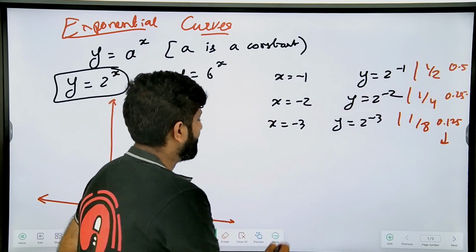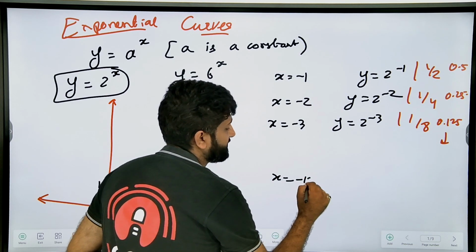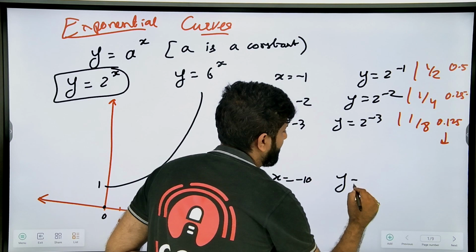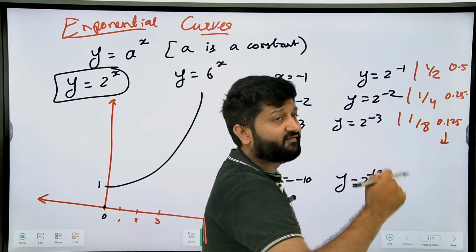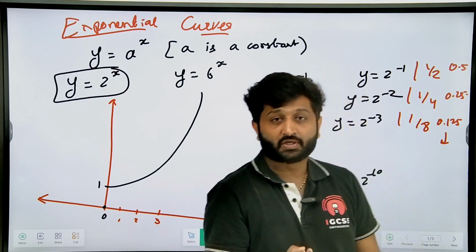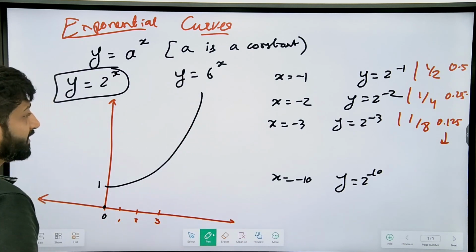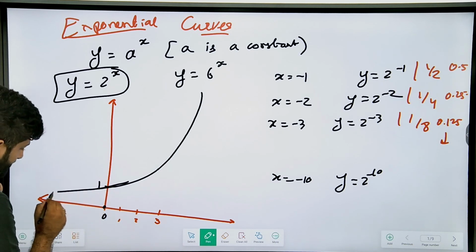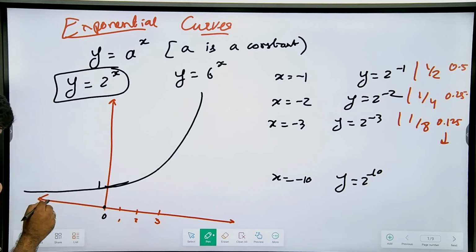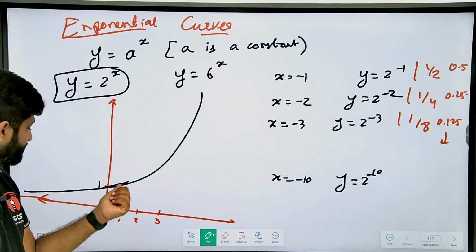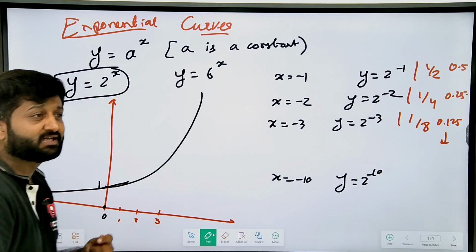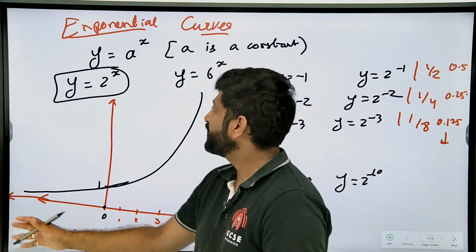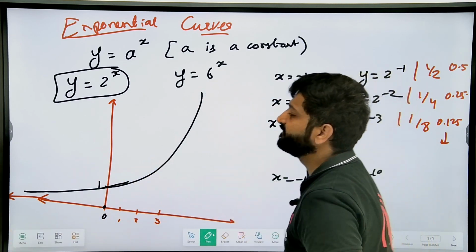In such a way, if I take a very large value of x, maybe x raised to 10, or maybe even x raised to negative 100, the value of y would be very, very close to 0. It would be very close to 0, but it will not reach 0. So the graph is going to be somewhat like this. The graph would never touch the x-axis because y is never 0, but it is reaching towards 0. This is how your exponential curve is going to look like.